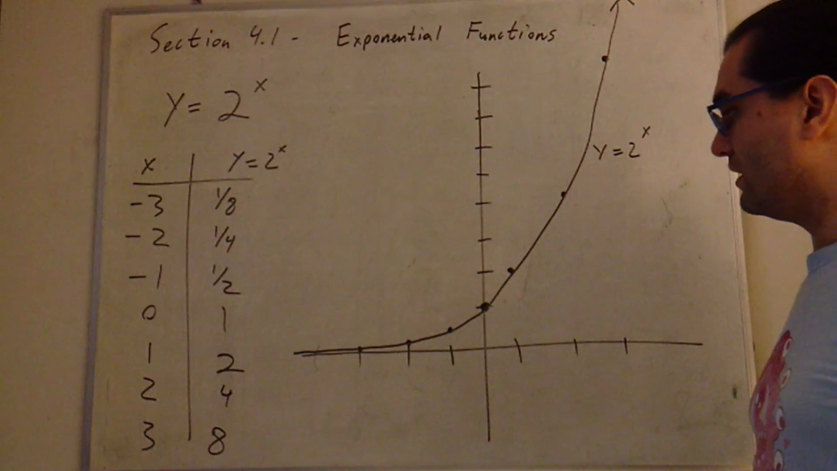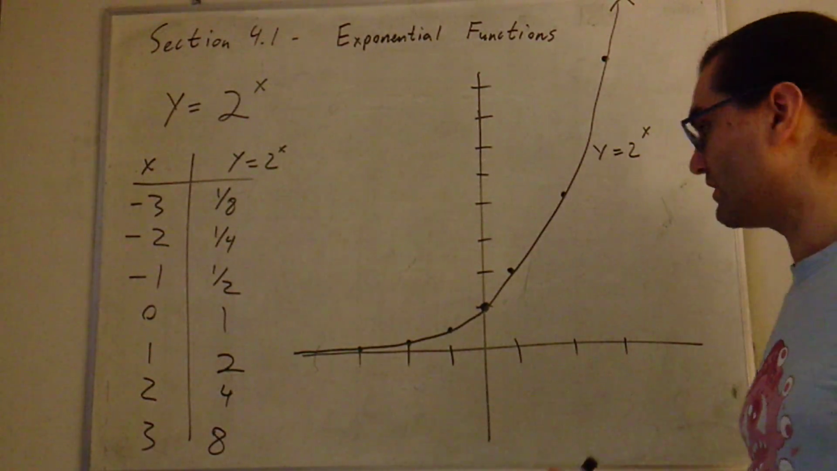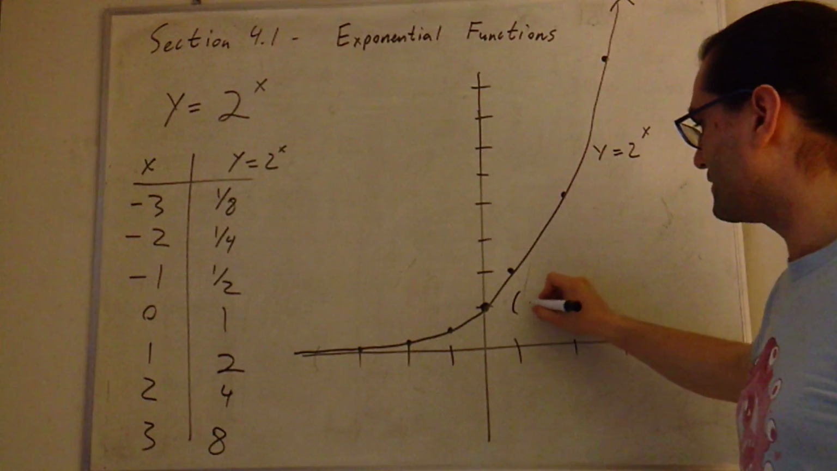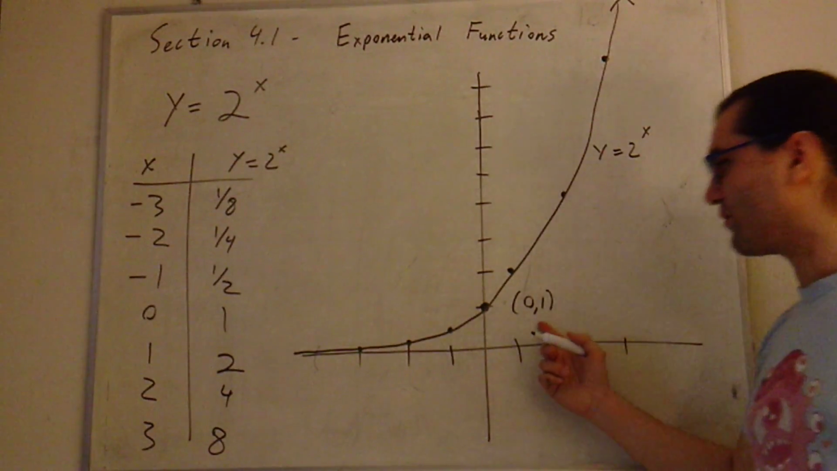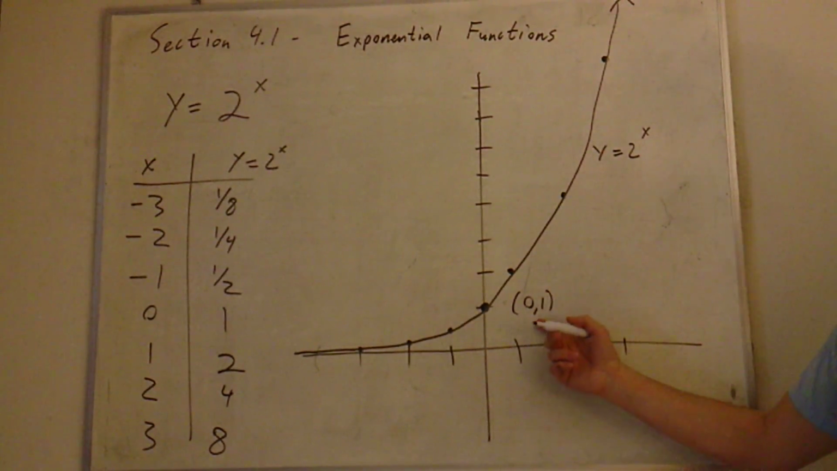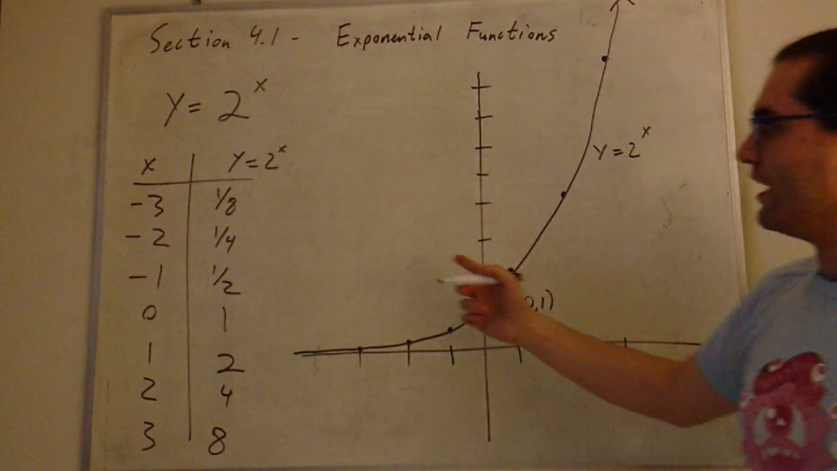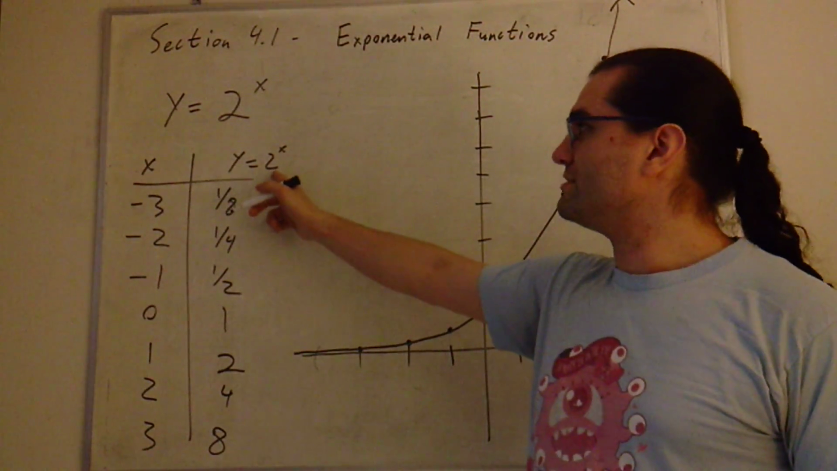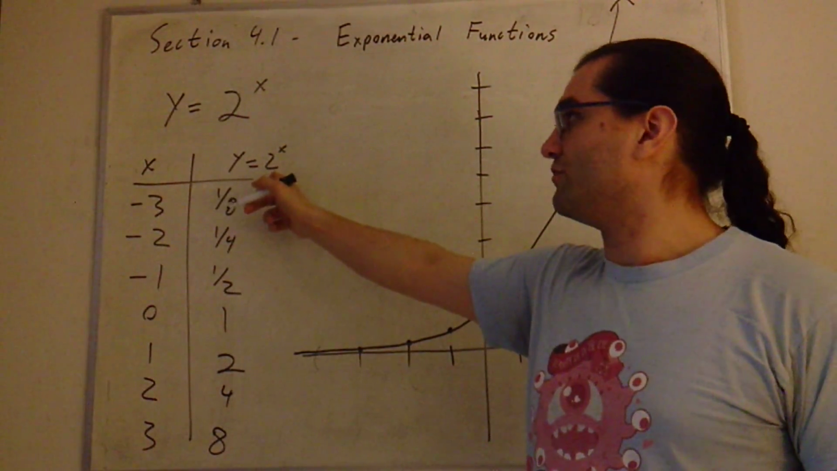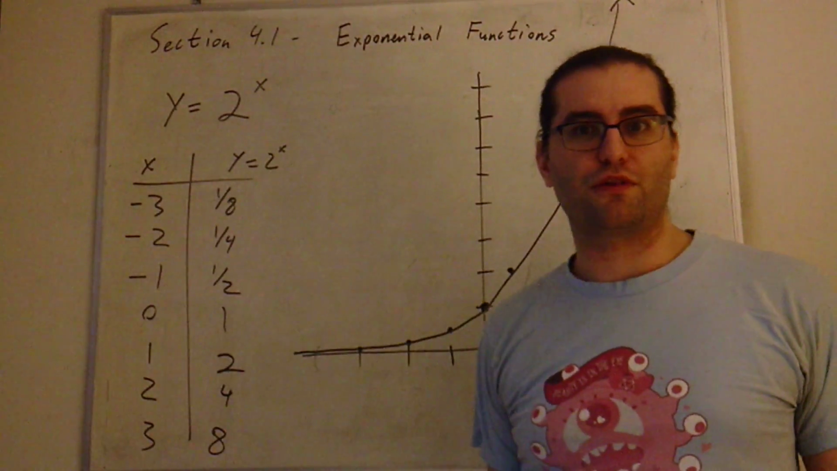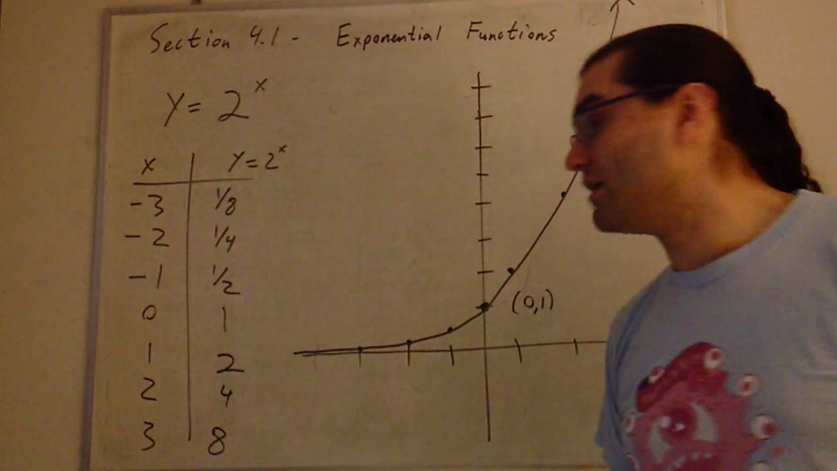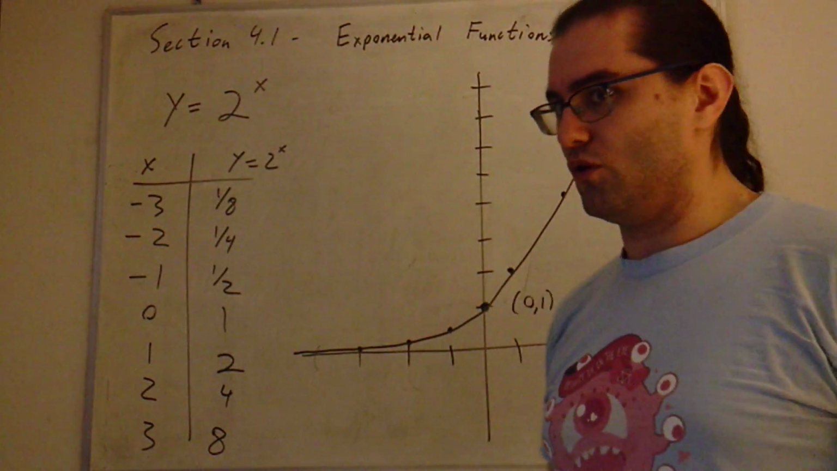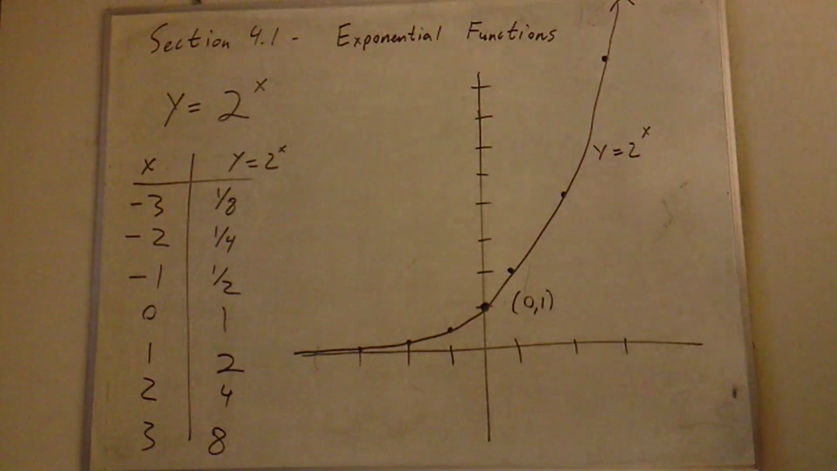So, we should talk about some of the characteristics. We already mentioned that the intercept here is 0, comma 1. The really great thing about this intercept is if you change the base of this function, like if you don't want to do 2 to the x, but you really want to do 3 to the x, or 5 to the x, or 10 to the x, any number, or e to the x maybe, Euler's number, we'll talk about that in a second.